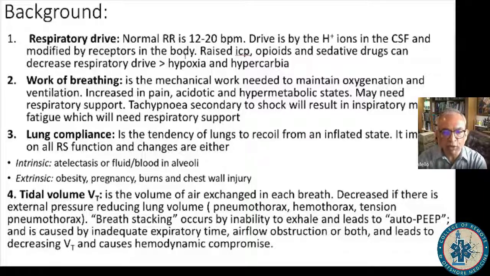Tidal volume is the volume of air exchanged in each breath. It's decreased if there's external pressure reducing lung volume. For example, like a pneumothorax, hemothorax, or a tension pneumothorax. Breath stacking occurs when there is an inability to exhale and leads to the situation known as autopeep, and is caused by an inadequate expiratory time, airflow obstruction, or both, and leads to decreasing tidal volume, an increase in intrathoracic pressure, resulting in hemodynamic compromise.